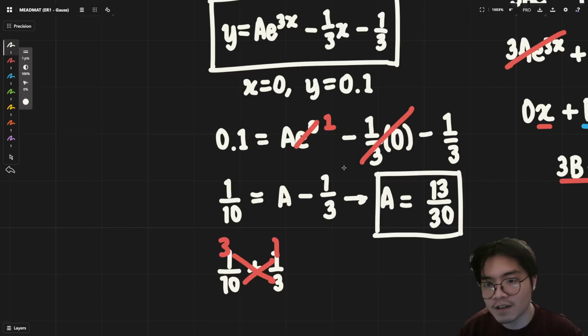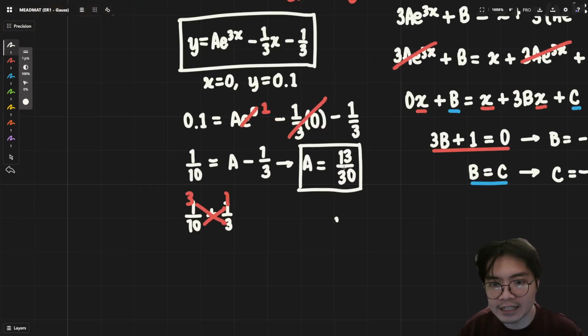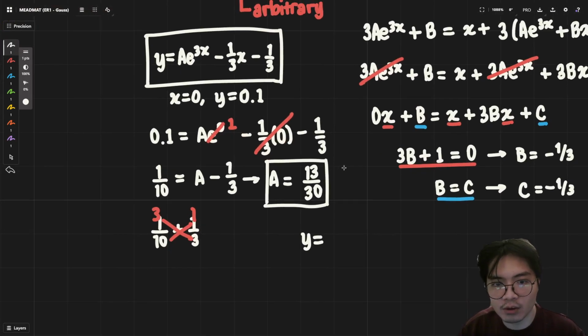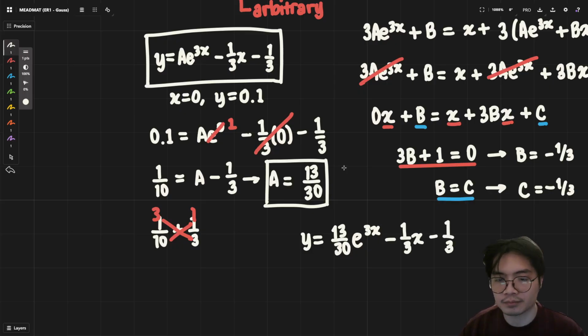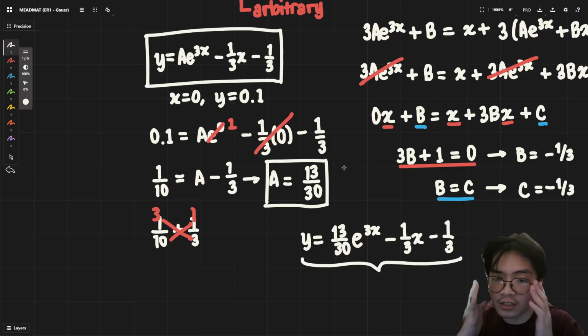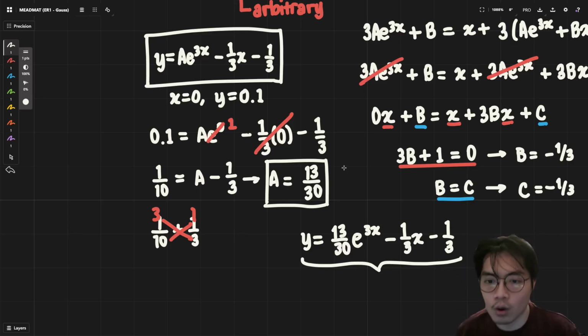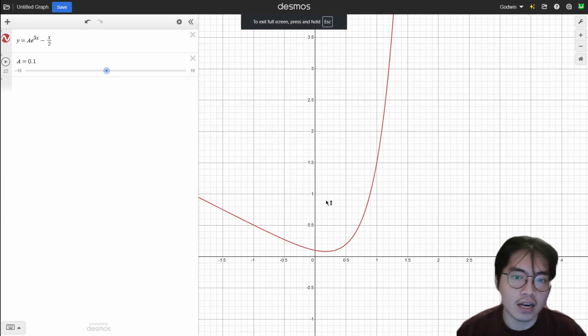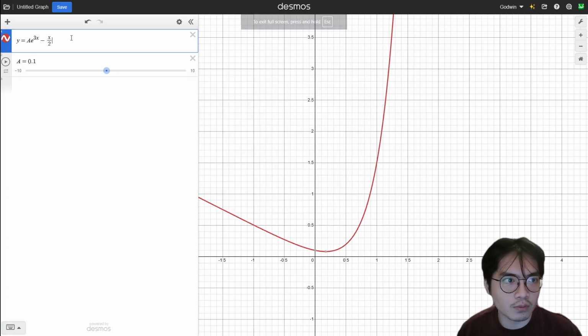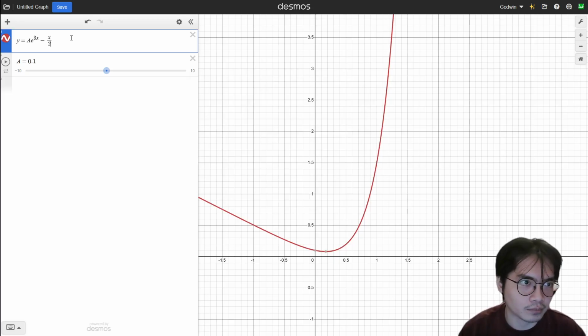That means that our final answer, our analytical equation, should be 13/30 e raised to 3x minus 1/3 x minus 1/3. Okay, so this is our analytical solution. That is what we'll be comparing with these two values in a while. So let's just see what that looks like in here.